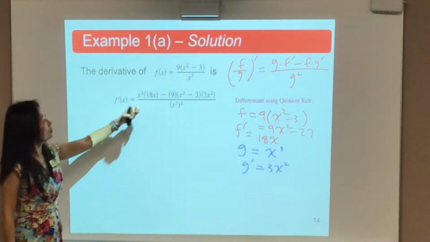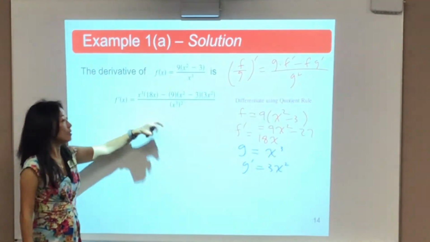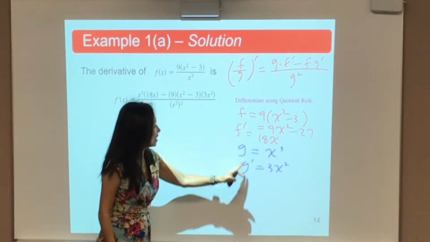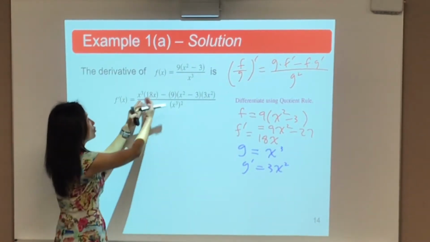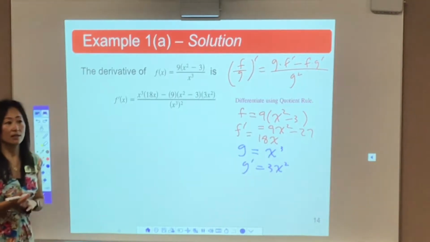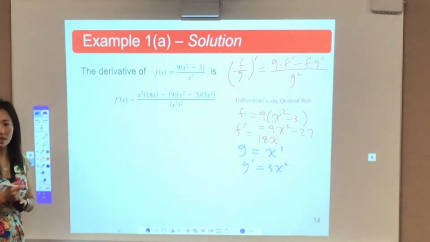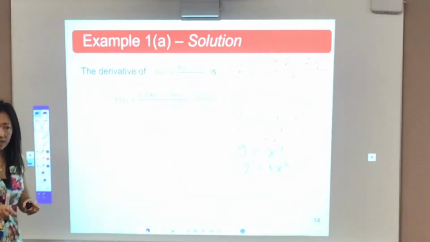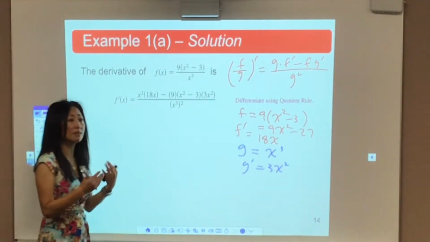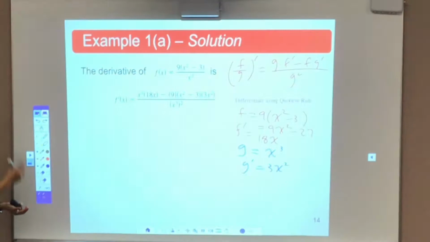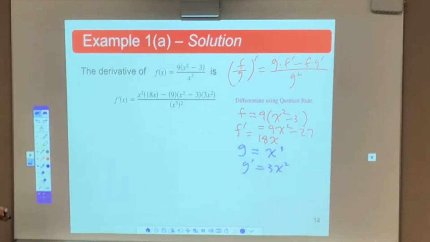So when you do quotient rule, write down your f prime, g, and g prime. Then you can just plug it into your formula. Are you following me, class? You've got to practice. It's not hard, but if you don't practice, you cannot do this problem. That's why I'm telling you, practice, practice, practice. All right.